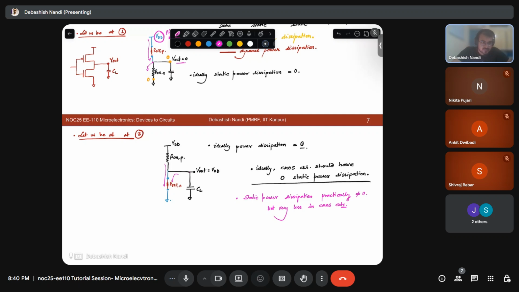Okay, the main reason is that in this kind of topology, what is the key concept? You do not have a direct path between supply rail and ground. Understand this very carefully. You do not have a direct path from supply rail or VDD to ground when the device is at its static operation. Okay, and static operation is the majority time it will be.